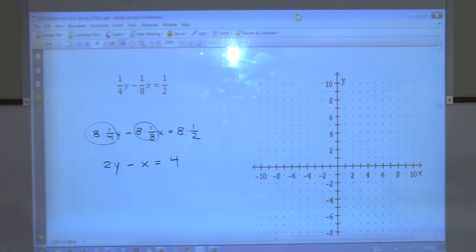You have the x-intercept yet? Yeah, so if you want to find the x-intercept, right, you're going to set y to 0.